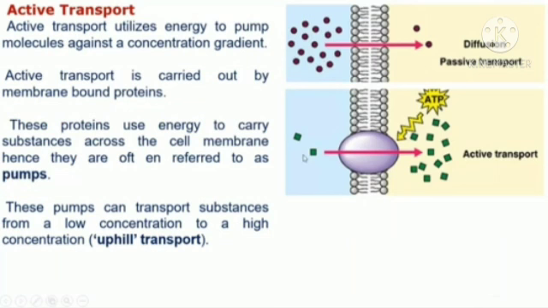Next is active transport. Active transport utilizes energy to pump molecules against a concentration gradient. Active transport is carried out by membrane-bound proteins. The oval-shaped purple-colored structures are proteins. These proteins use energy to carry substances across the cell membrane, hence they are often referred to as pumps. These pumps can transport substances from a low concentration to a high concentration. So it is called uphill transport.